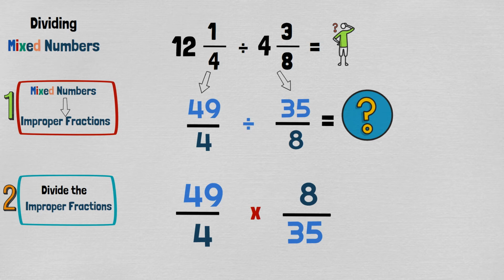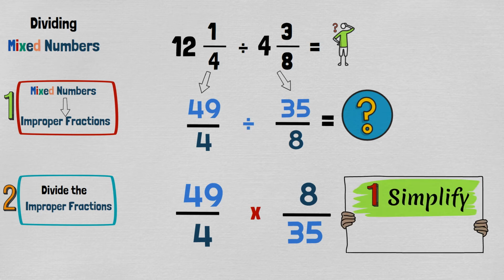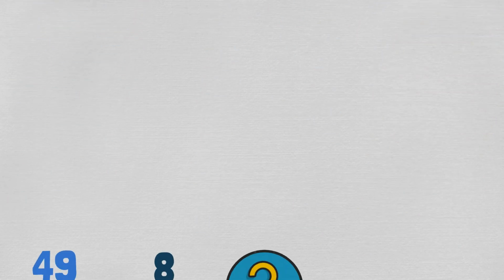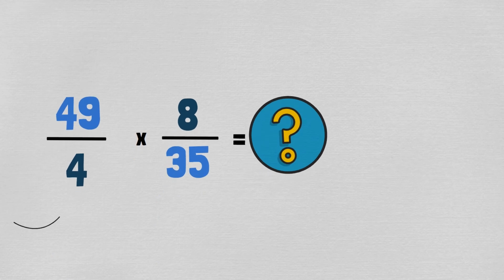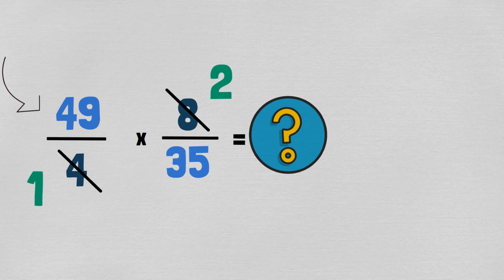Here, we have a choice. We can complete the multiplication of the numerators and the denominators just the way they are, or we can first simplify them to make it easier to multiply. How can we do that? Well, the denominator 4 of the first fraction is a multiple of the numerator 8 of the second fraction. Therefore, we can divide them both by 4. 4 divided by 4 equals 1, and 8 divided by 4 equals 2. Our fractions are now 49 over 1 and 2 over 35.